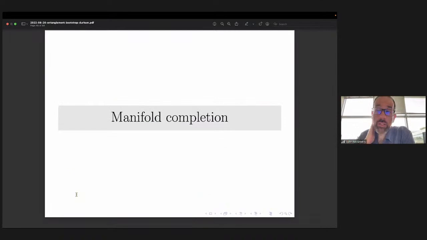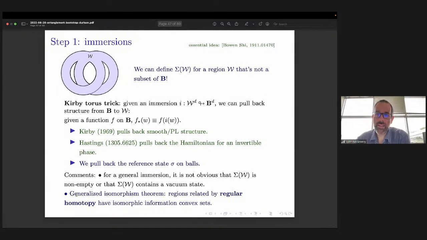Okay, so now let me explain a little bit of the technology that we've developed to give a general understanding of these kinds of braiding non-degeneracy relations. And the first step is to explain how to study closed manifolds, starting from just a single reduced density matrix on the ball. This is called manifold completion, and it has two steps. The first step is this notion of immersion.